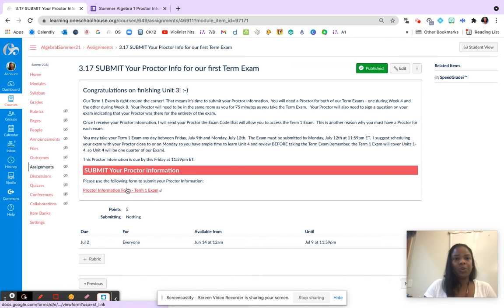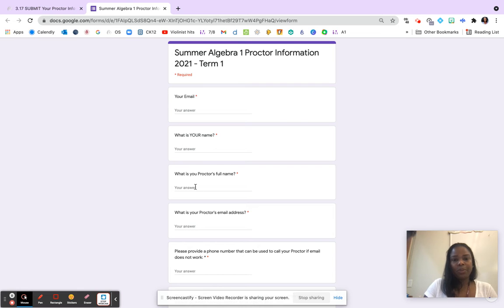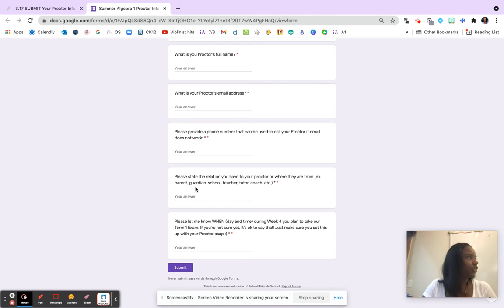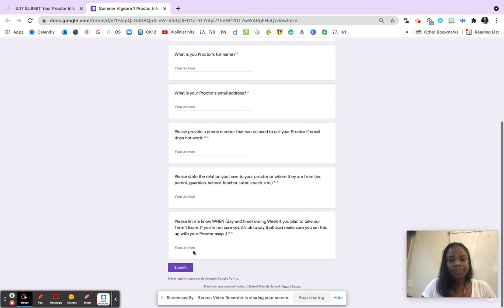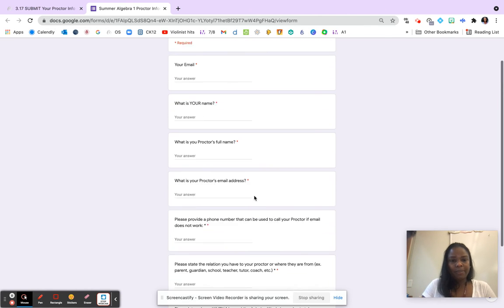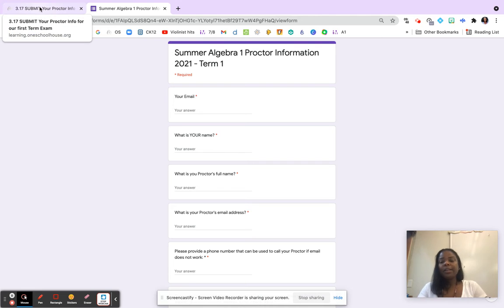In order to get that information to me, you'll click on the proctor information form, which will bring up this information, and you'll just fill in your name, your proctor's name, and any information that's needed in the form. The proctor information is really important because that's the person who will get the password for the exam. So, in order to take the exam, you need to have your proctor information submitted to me so that then I can share the exam information with them.